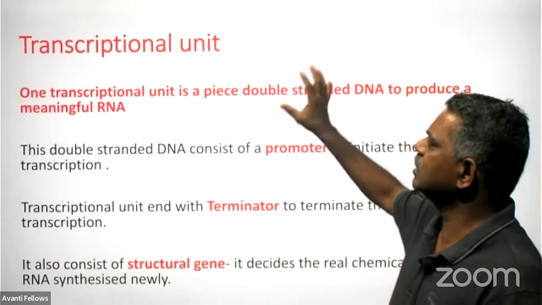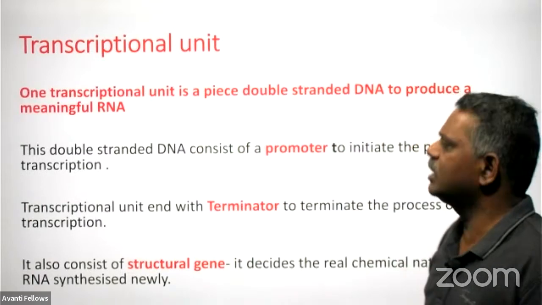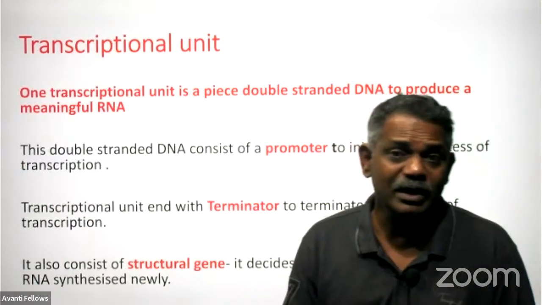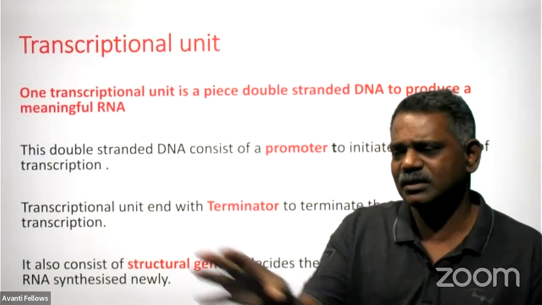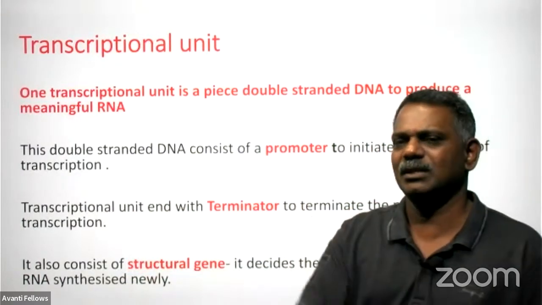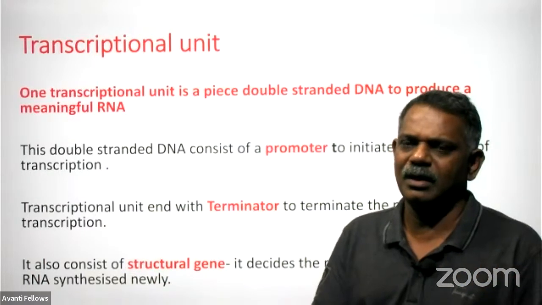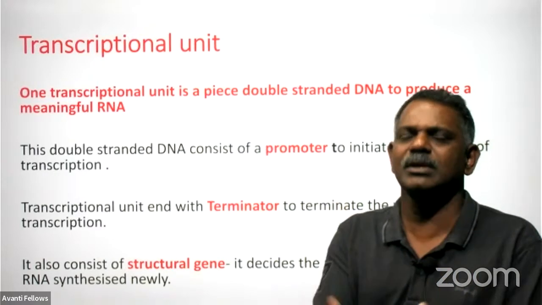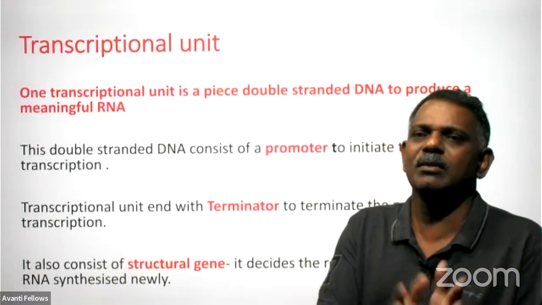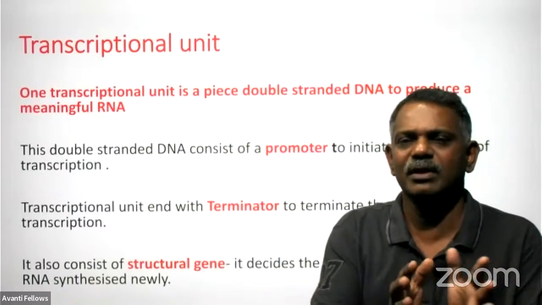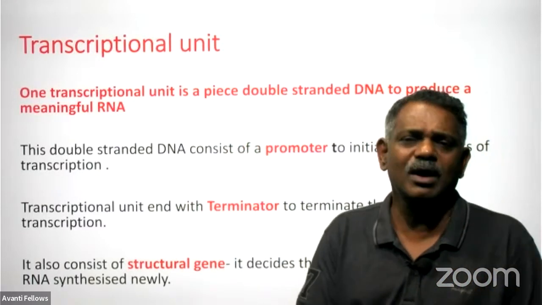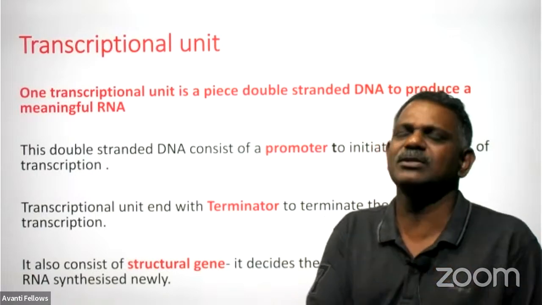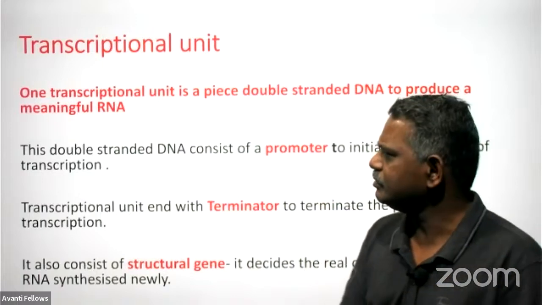And one transcriptional unit is a piece of double-stranded DNA only, and it helps to produce what, a meaningful RNA. Meaningful RNA means what? This RNA synthesizes a protein having a function in the cell. That is what the meaningful RNA. This RNA has a meaning because it is translated and produces a protein, and this protein produced by this RNA has a definite function in the cell. Either it works as a hormone or it works in the cell as an enzyme for a definite function to express a character.